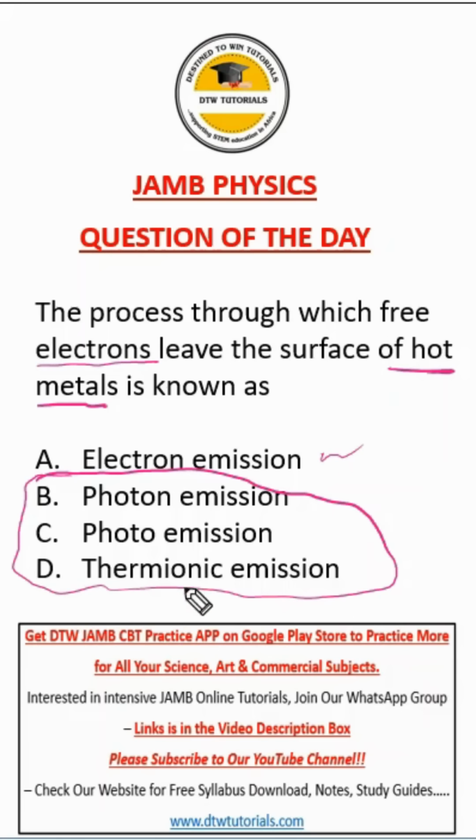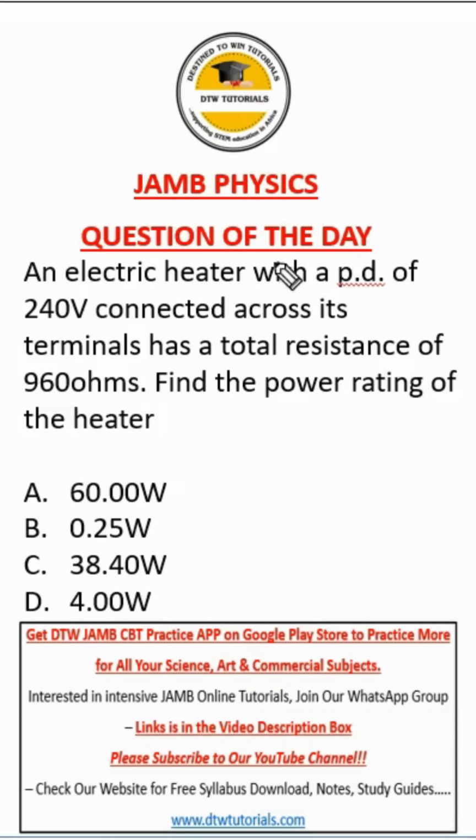You have photon emission, which is when photons are emitted when an electron travels from one energy level to another. Photoemission is on light, when light hits a metal surface and electrons are emitted. Now, thermionic emission is when electrons escape the surface of a hot metal. So our right option here is D, thermionic.